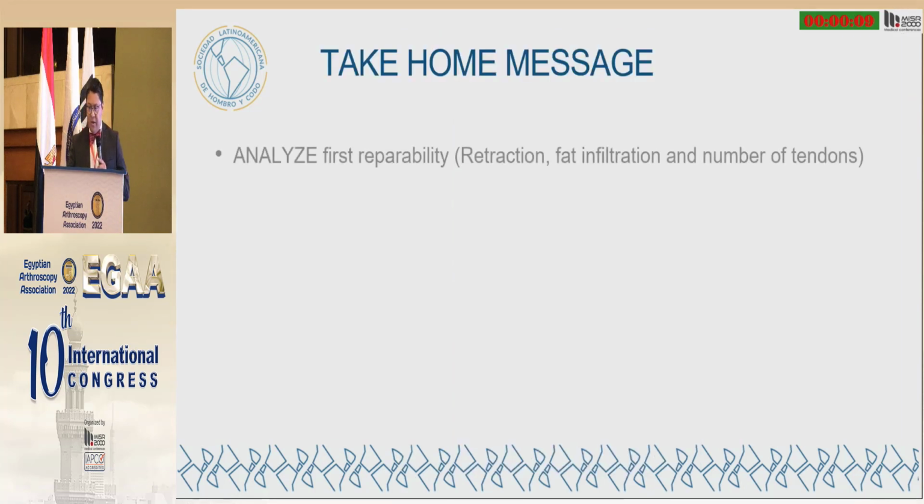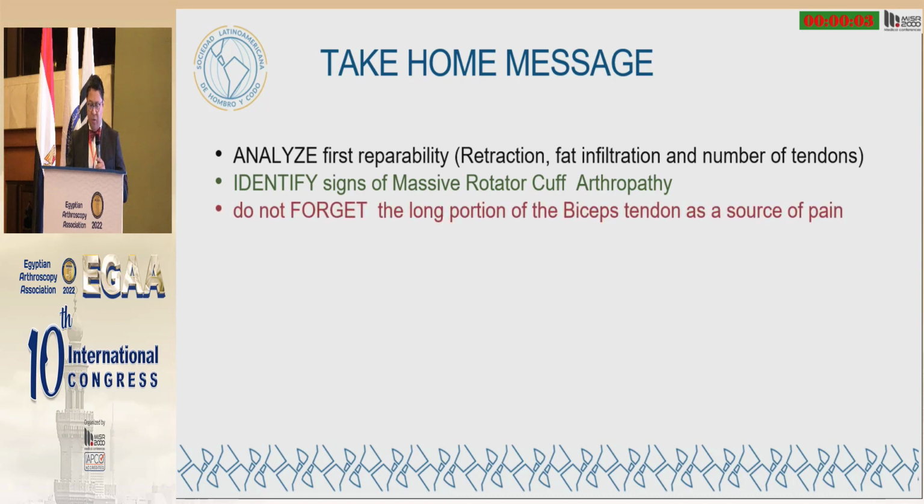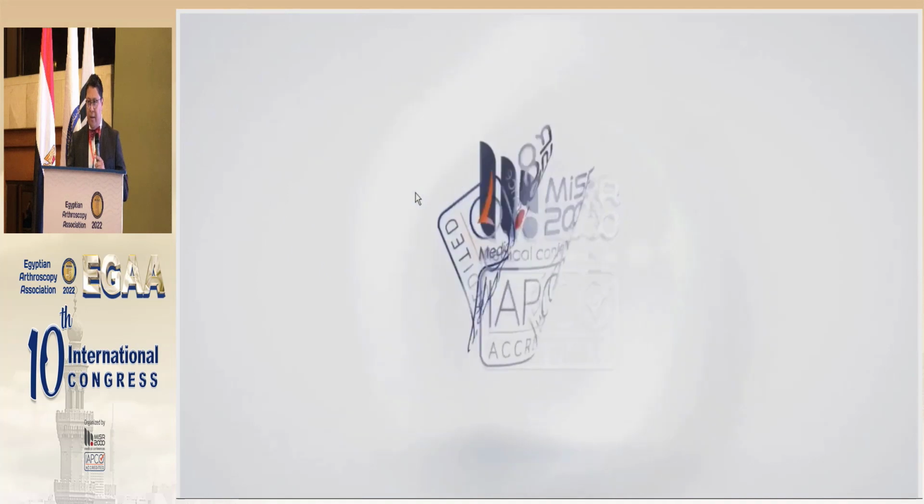So, take-home messages. Analyze first the repairability of your repairs. Identify signs of massive rotator cuff arthropathy. Do not forget the long portion of the biceps as a source of pain in our patients.